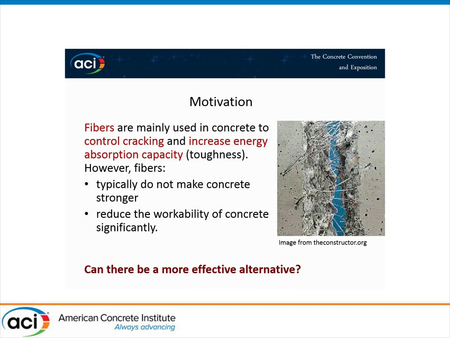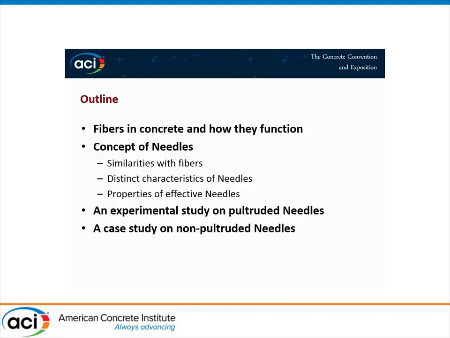Also, a shortcoming of fiber is that when we use too much of it, it will affect the workability of concrete significantly. Then we have to use superplasticizers or change our mix proportions accordingly. So what motivated this study is: can we come up with some better or more effective type of discrete reinforcement? So the outline of the presentation is here.